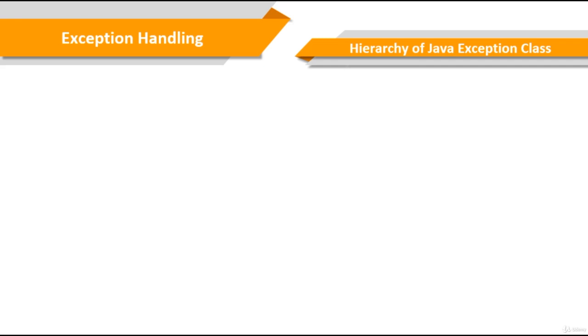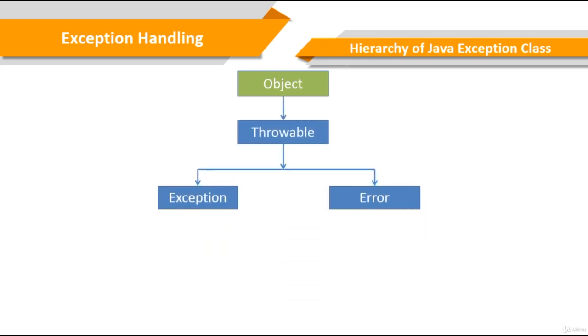So let's take a closer look at the hierarchy of the Java exception class. And as you can see here in the diagram, Object is the topmost class in Java. All the classes extend the Object class by default in Java. That's why it's known as a superclass. So here, Throwable is the topmost class of the exception classes, and it's located in the java.lang package. Now, Throwable has two subclasses, Error and Exception.